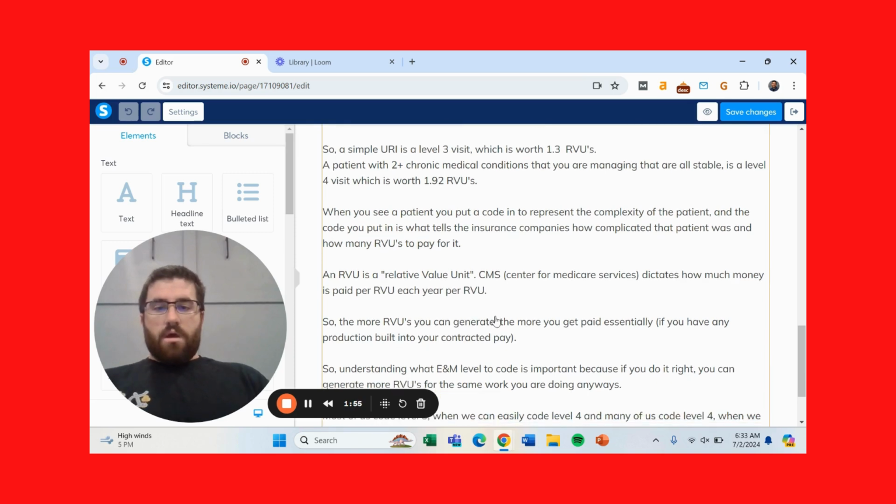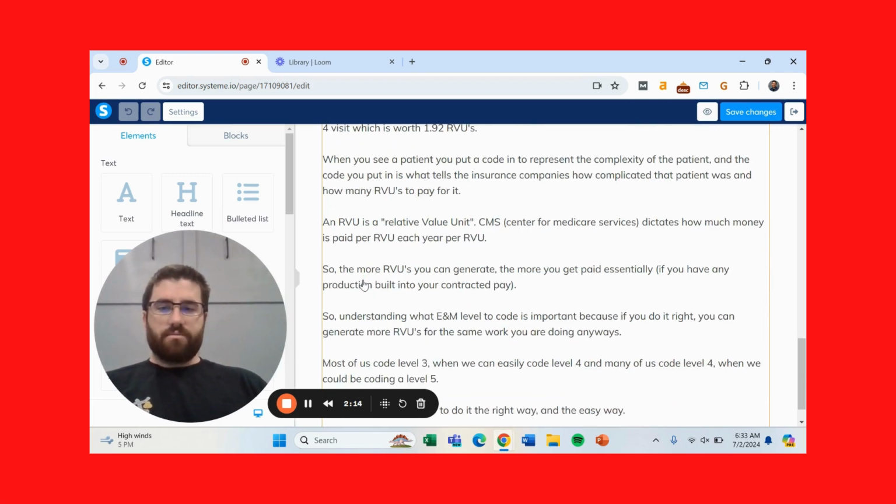So, like I said earlier, an RVU is a relative value unit. Okay, CMS dictates how much is paid per RVU each year. They send out, hey, we're going to pay this much per RVU every single year. Generally, that goes down over time, but physician incomes have still gone up over time. So, not a direct correlation there. But basically, the more RVUs you can generate, the more you get paid. Okay, if you have production RVUs built into your contract and you can generate more, then you get paid more. So that means seeing more complex patients, doing more complex surgeries, doing more procedures in the clinic, that kind of stuff. That generates you more RVUs.